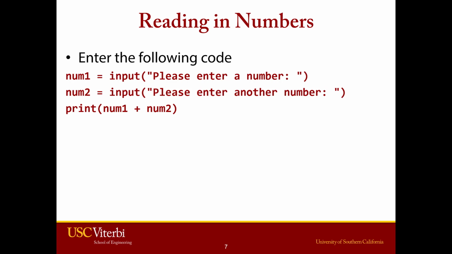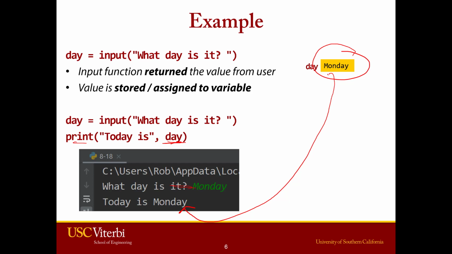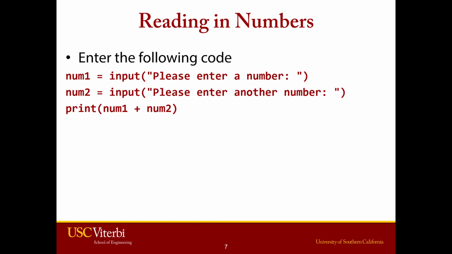Now, there is one catch about this. And so what I want to say, if we look back at this slide, is that when you have a variable, you need to think about what kind of variable it is. And so the input command will always, always, always give you a string. That's important to remember. So let's look at this example. Please enter a number, num1. Please enter a number, num2. So now we have two variables, num1 and num2.